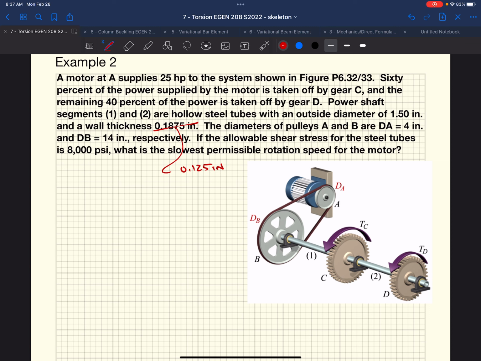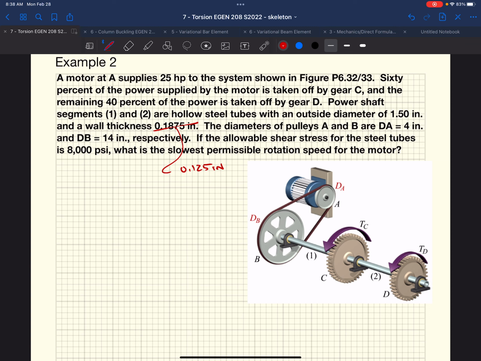So A is 4 inches, B is 14 inches, so you can imagine we're going to be able to increase the amount of torque provided, or we're going to decrease the speed, because our gear ratio flips as we go from moving torque to moving rotational speed or distance. It was either RB over RA, well, it's RA over RB. They say the allowable shear stress in the steel tubes is 8,000 PSI, and they ask, what's the slowest permissible rotational speed of the motor in order to maintain that shear stress?